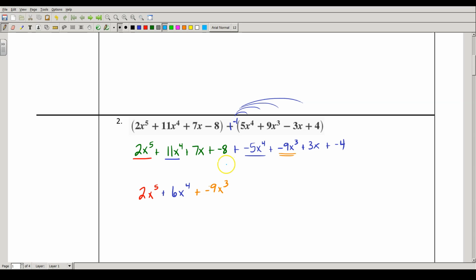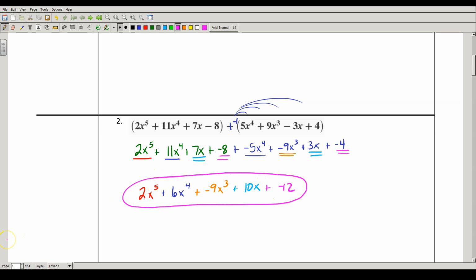And then let's go to what else? We have a 7x and we have a 3x. Those are like terms, so we can add those together to get 10x, so plus 10x. And then lastly, the constants, -8 and we have -4. -8 plus -4, we have a plus -12 in total, and there is our final answer here as a polynomial.